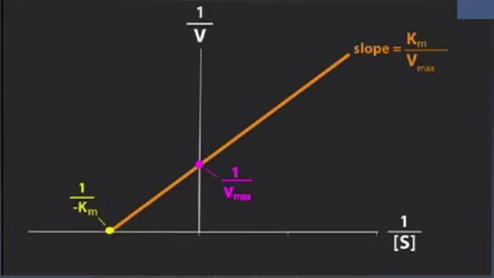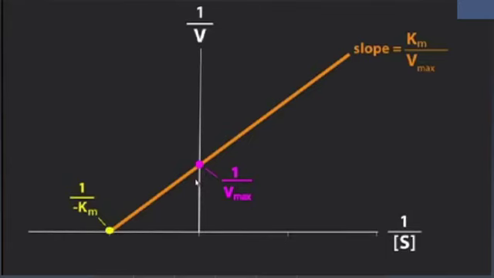This is just a different way of plotting the same data. This is called a Lineweaver-Burke plot, named after two chemists, Dr. Lineweaver and Dr. Burke. So the slope of the plot is Km divided by Vmax. Where the plot intersects the x-axis is 1 over minus Km. And where the plot intersects the y-axis is 1 over Vmax. So you need to be able to recognize what those intersections mean.